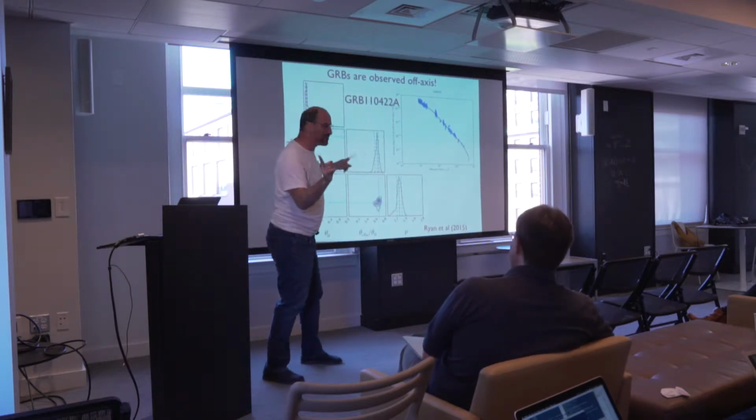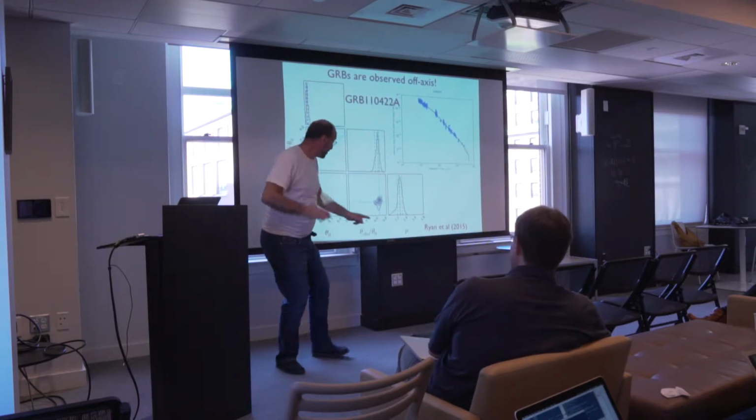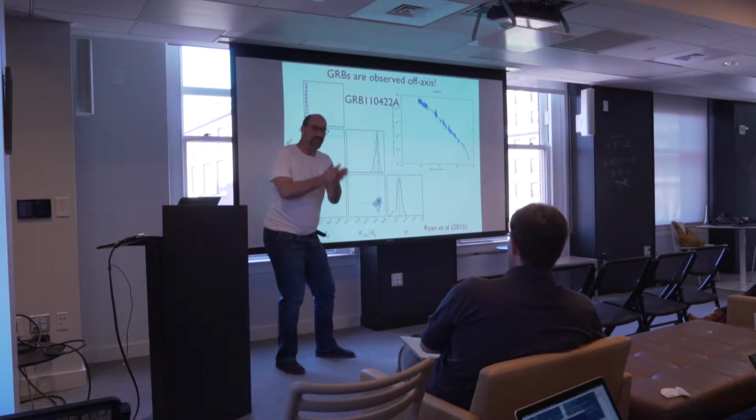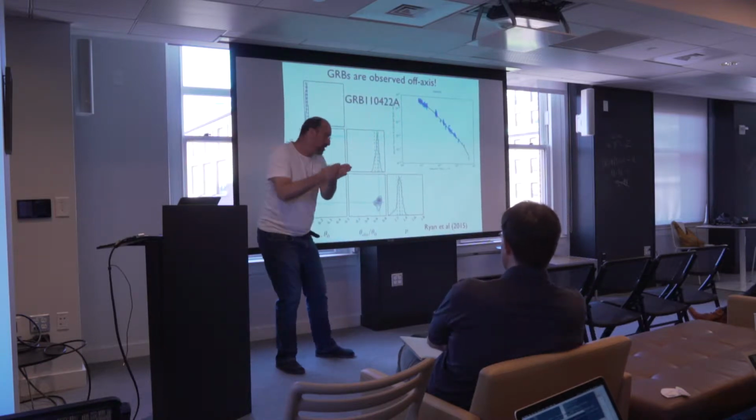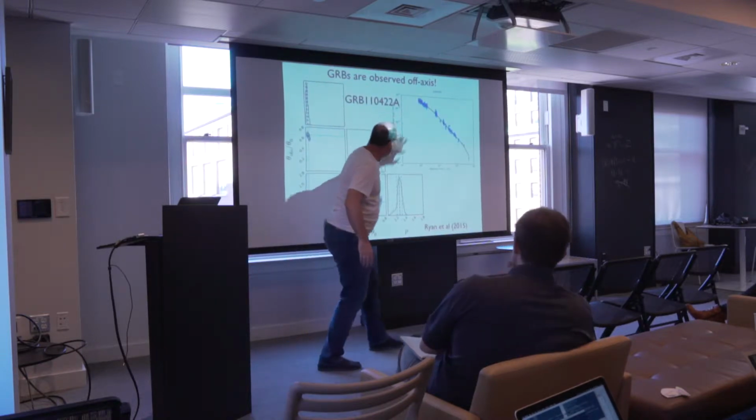So we'll get to orphan ones soon, but this is one where you did see it. So this is the fraction: we're at 0.7 of the opening angle of the jet. So you're near the edge. Okay, so that's found in these things.